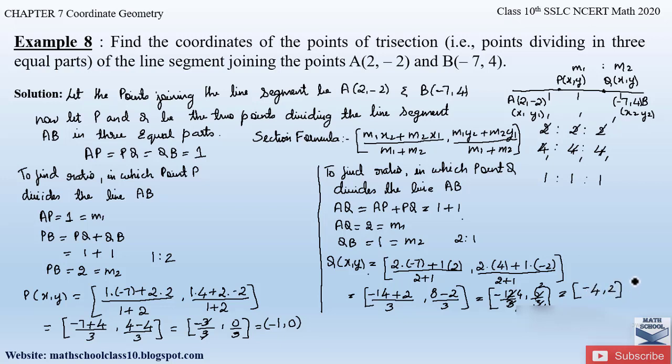So this is the Q point value, and this is the value of point P. So therefore you can write down the coordinates of the points of trisection of the line segment joining point A and B are minus 1 comma 0 and minus 4 comma 2. So write down therefore minus 1 comma 0 and minus 4 comma 2 are the coordinates of trisection, right? So this is how we solve this problem.